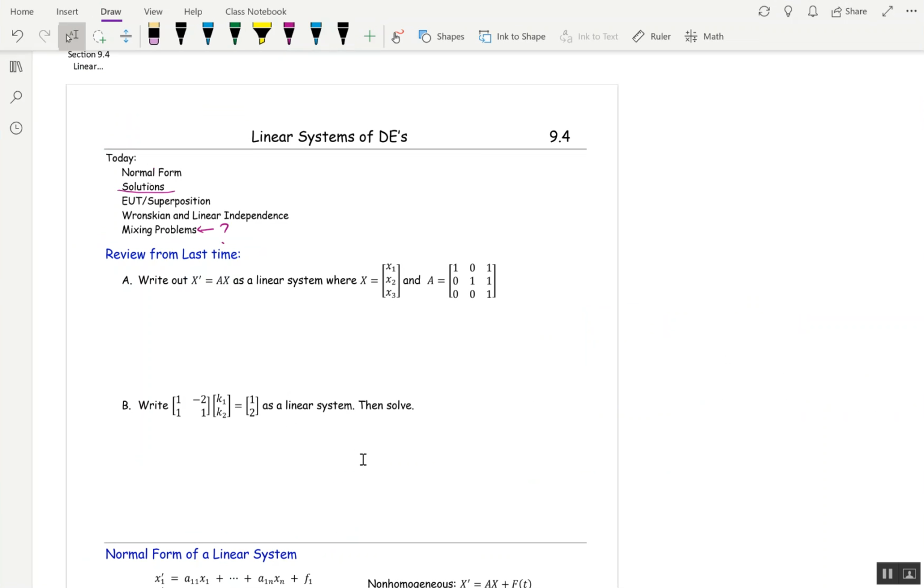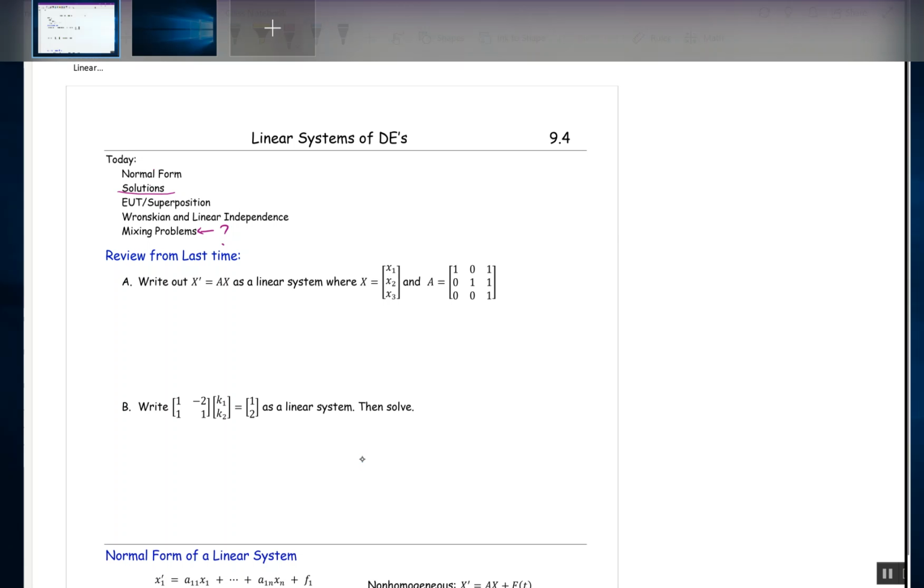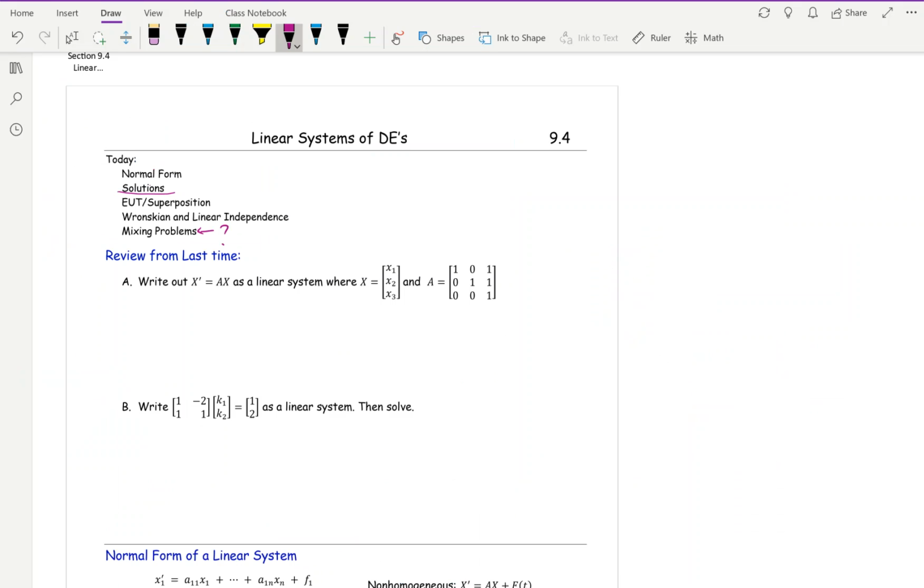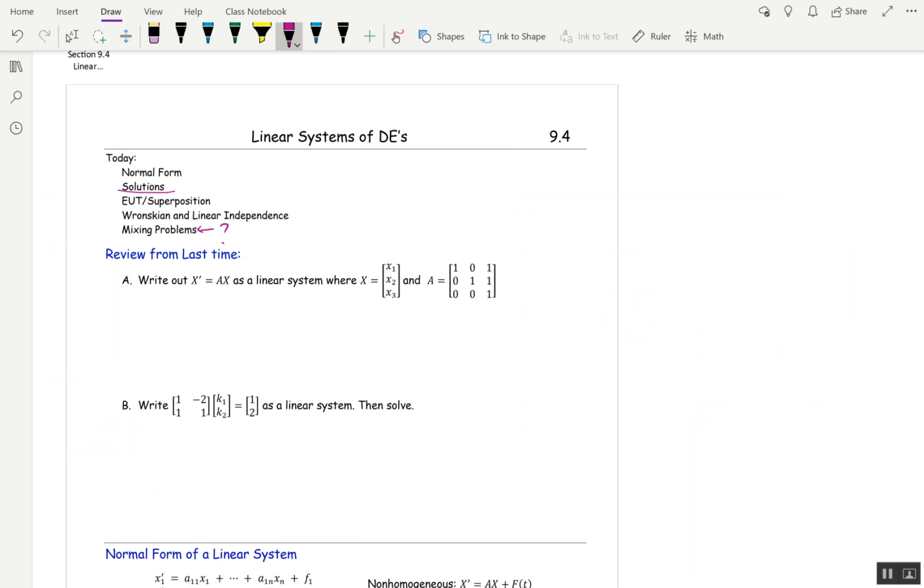Write x prime equals Ax as a linear system where x is this vector and A is this matrix. So just like we did last time, let's start with the matrix equation: x1 prime, x2 prime, x3 prime equals Ax. So copy down A, 0, 1, 1, 0, 0, 1, and then write down x.